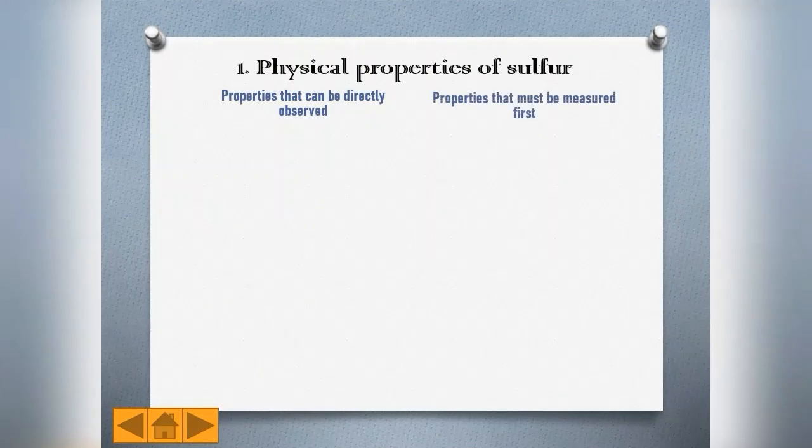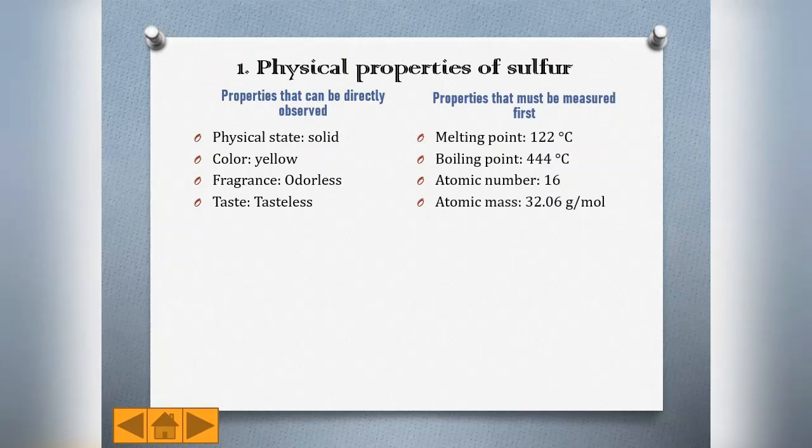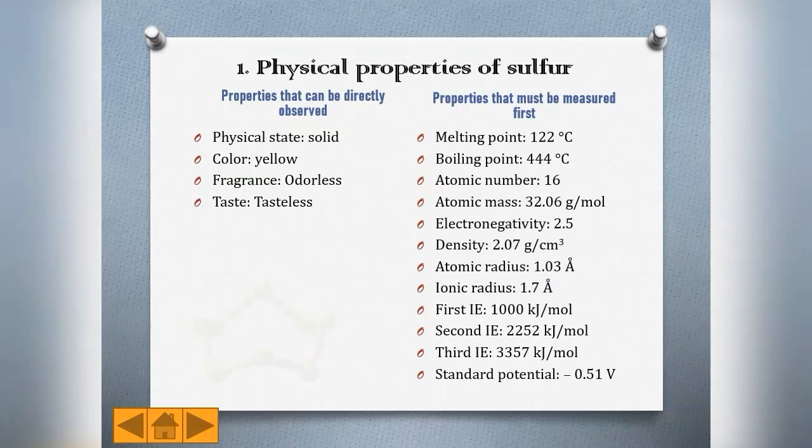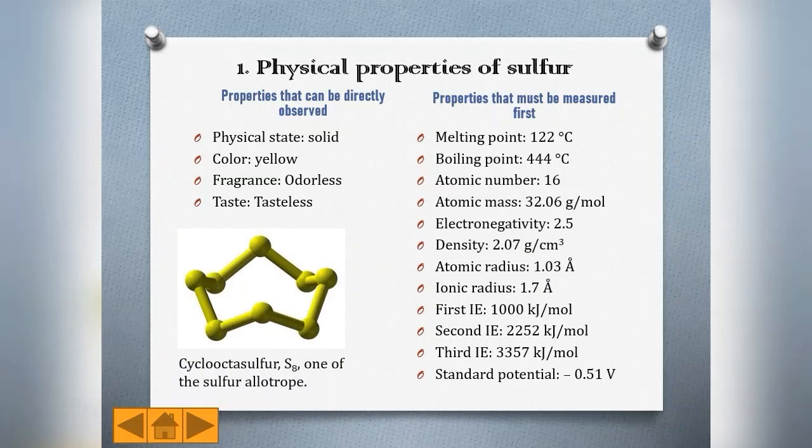The first content, physical properties of sulfur. In this part, I divide the properties of sulfur into two parts, namely properties that can be directly observed and properties that must be measured first. Properties that can be directly observed: the physical state of sulfur at 1 atm pressure and 25 degrees Celsius, or room temperature and pressure, is solid. The solid is yellow, odorless, and tasteless.